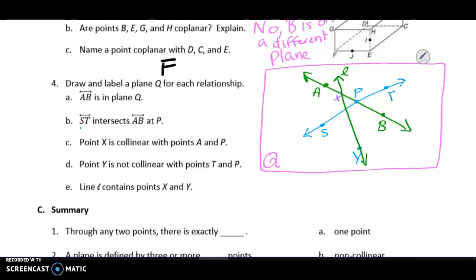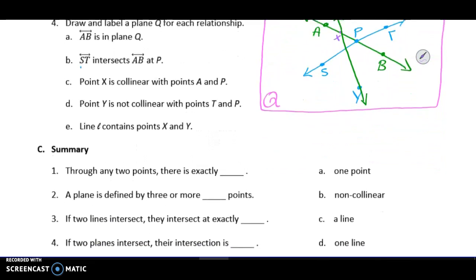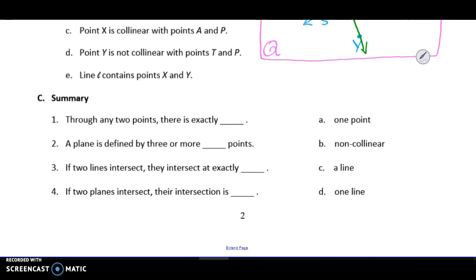And make sure you are asking for help if at any point you didn't understand something. As for the summary, 1, through any 2 points there is exactly one line. 2, a plane is defined by 3 or more non-collinear points. 3, if 2 lines intersect, they intersect at exactly 1 point. And 4, if 2 planes intersect, their intersection is a line.